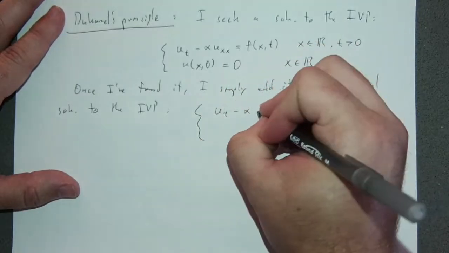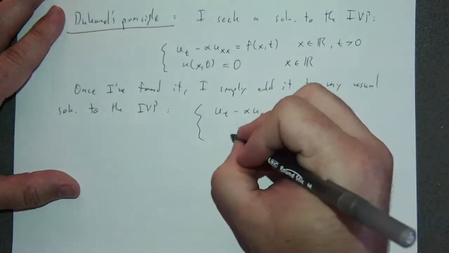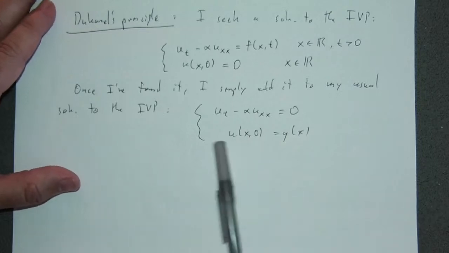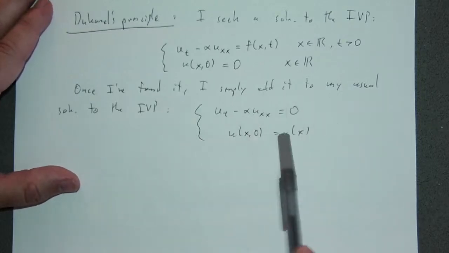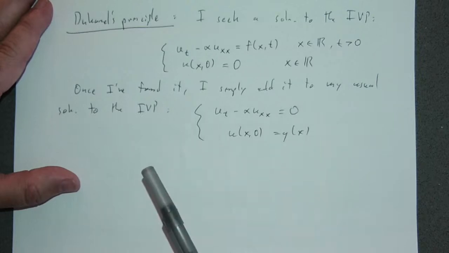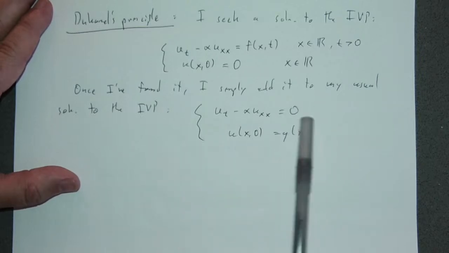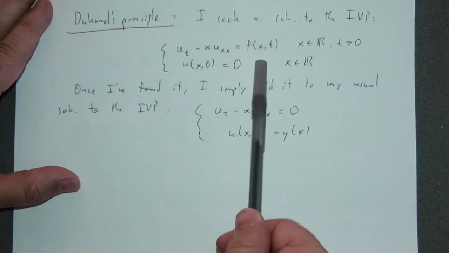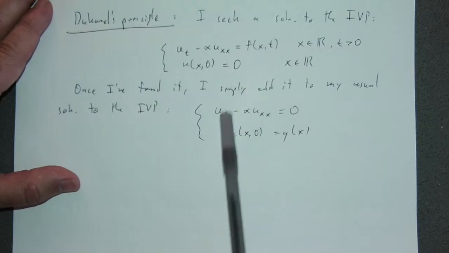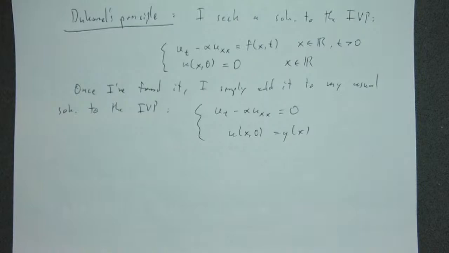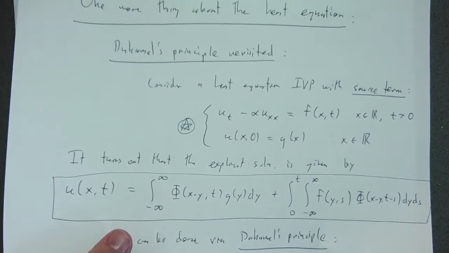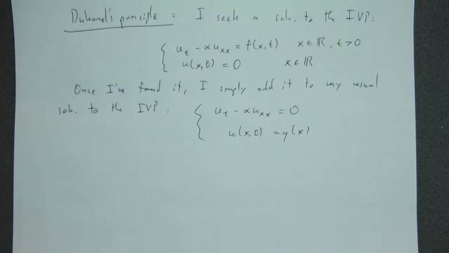So U sub T minus alpha U sub xx is equal to 0, and U of x, 0 is equal to g of x, right? So if I have a solution to this, which I know, I can write that out in terms of the heat kernel. The heat kernel convoluted with the initial data gives me a solution to this. Okay, then if I know a solution to this IVP, all I have to do to get the solution to this thing is add them together. This is the principle of superposition. It works because this is a linear equation, right? So that is the only reason that works.